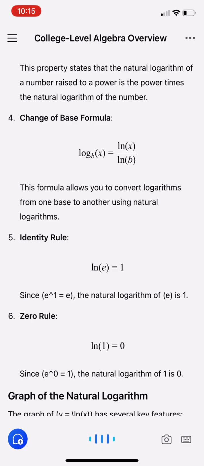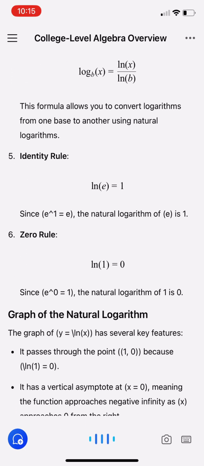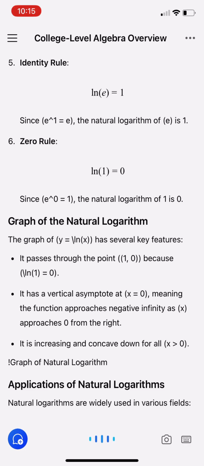log_b x equals ln x divided by ln b. This formula allows you to convert logarithms from one base to another using natural logarithms. Identity rule: ln e equals 1. Since e to the power of 1 equals e, the natural logarithm of e is 1. Zero rule: ln 1 equals 0. Since e to the power of 0 equals 1, the natural logarithm of 1 is 0.